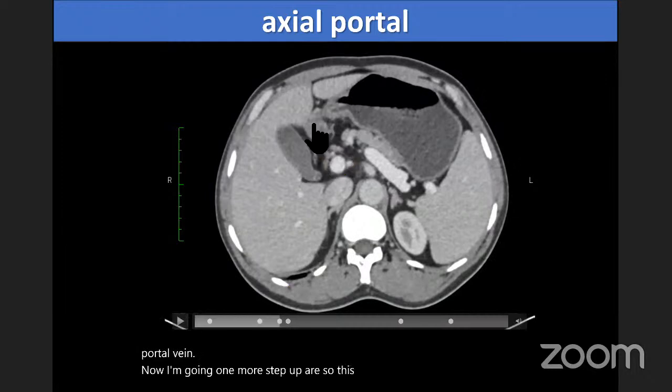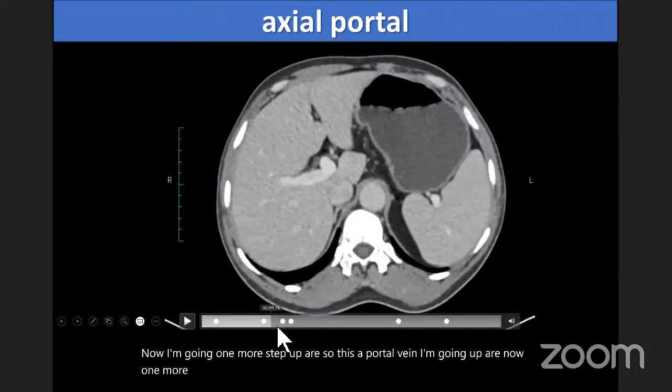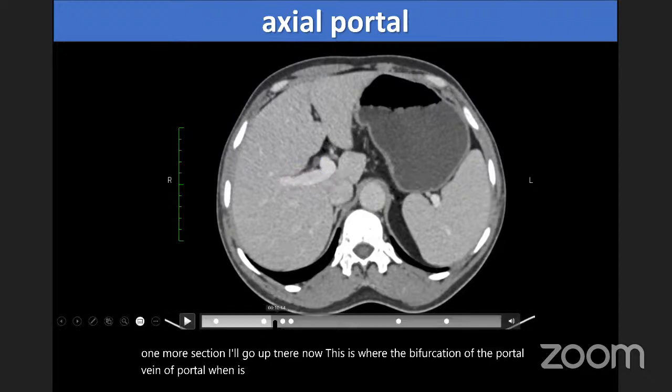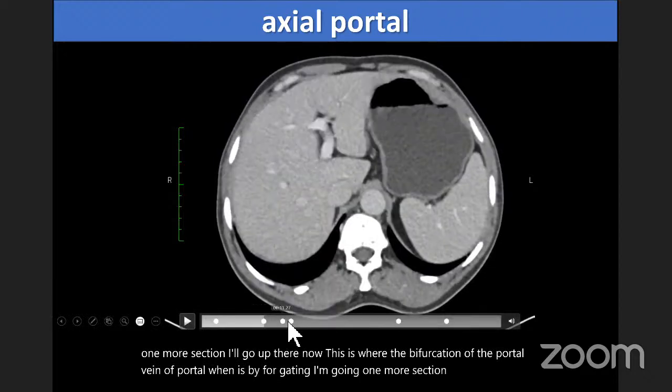I'm going upper. Now one more section, I'll go upper now. See, this is where the bifurcation of the portal vein is. The portal vein is bifurcating. Now I'm going one more section above. See, now what portal vein is this?